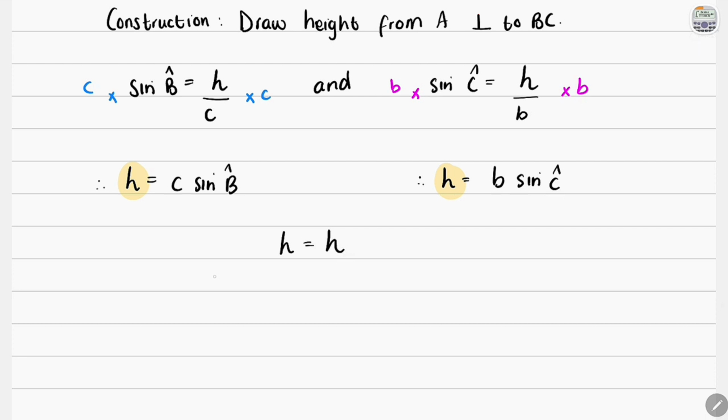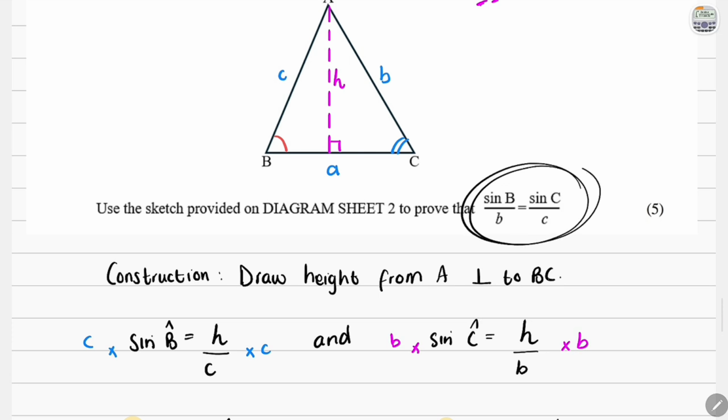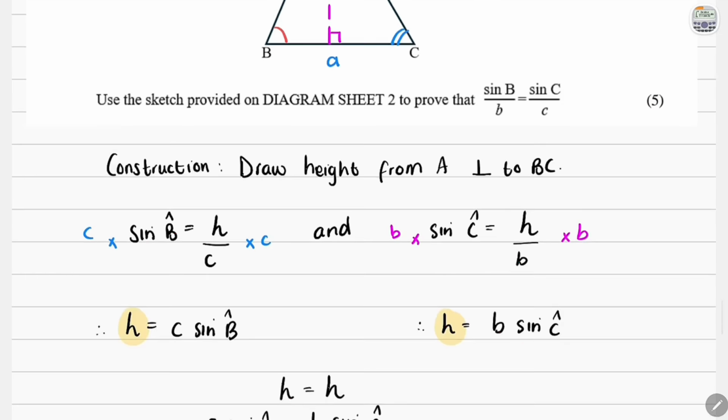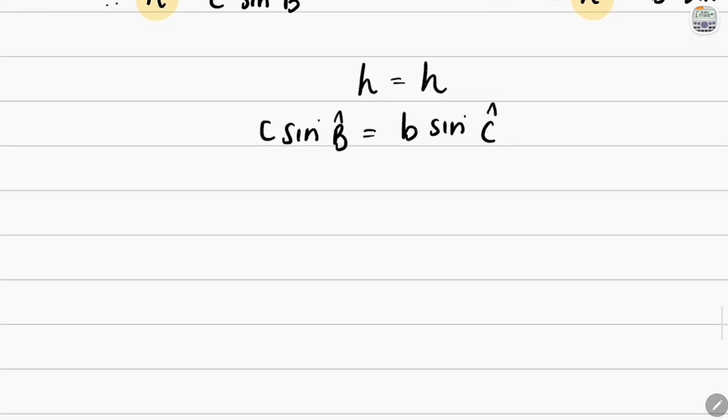So we equate the equations, so we have C sine angle B is equal to B sine angle C. Okay, we're almost done. Now do you see that in what we have to prove, side B and side C are both in the denominator? So we need them to go to the bottom. How do we do that?